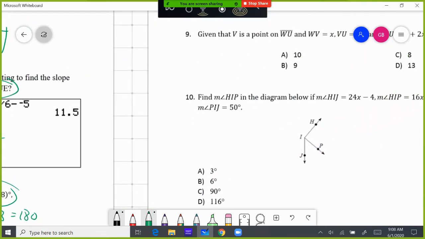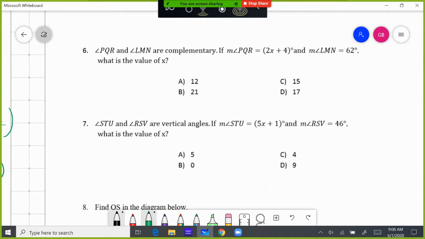Any questions, just let me know. You could type it in the chat or just unmute yourself.